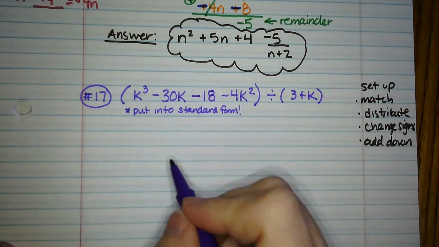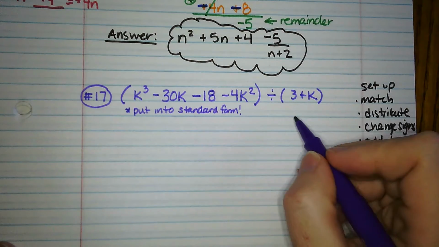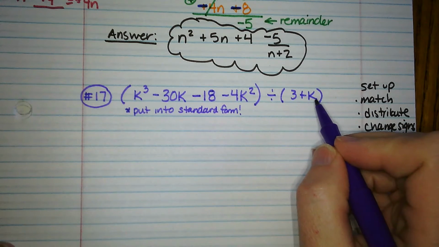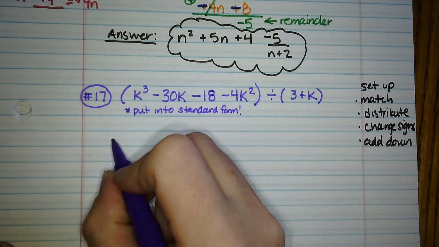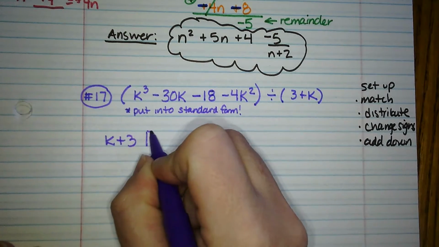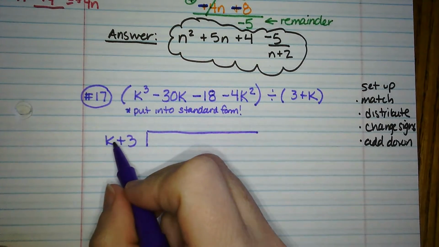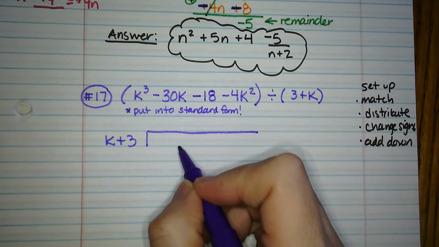So when we go to set this up, not only do we have to put this one in standard form, but we have to put this one in standard form as well, because 3 plus k is not it. This one needs to be reversed as well. So when we set it up, you should have a k plus 3 on the outside. That's what standard form is, highest to lowest exponent. So this has an exponent of 1. This doesn't have an exponent. And then in here, you've got to rearrange them.